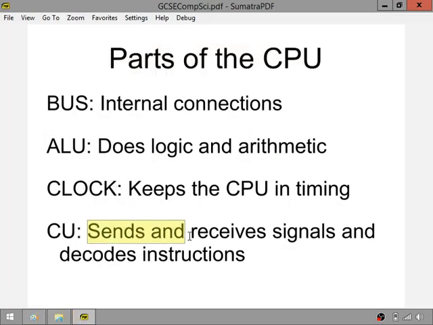So anyway, here are the explanations written down. I'll just go over those again. So the bus are the internal connections inside the CPU. The arithmetic and logic unit does logic and arithmetic, including addition, multiplication, less than, equal to, greater than, etc. Clock keeps the CPU synchronized, or it keeps the timing of the processor. And finally, the control unit, the role of the CU is to send and receive signals. It is also to decode instructions received from main memory.